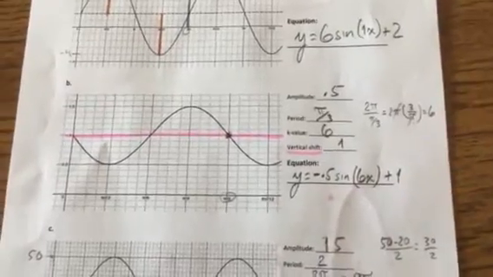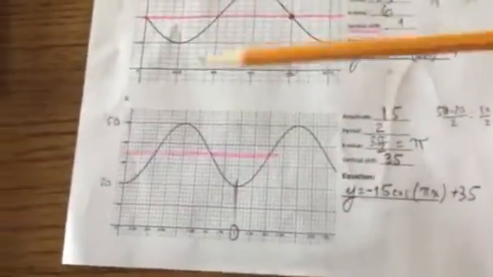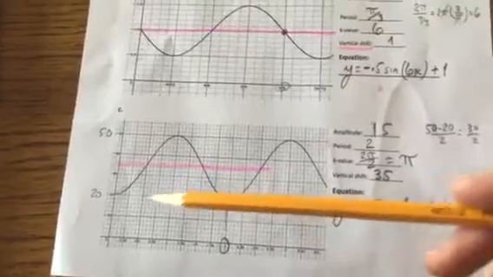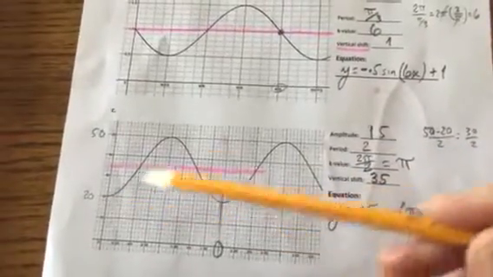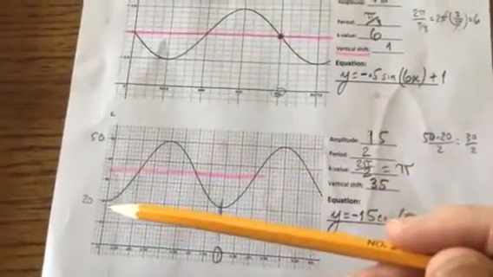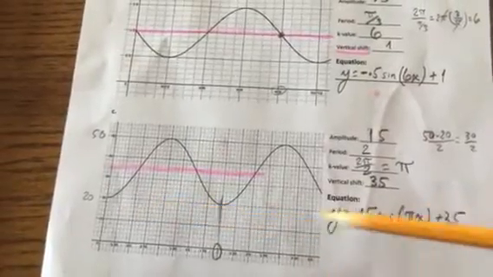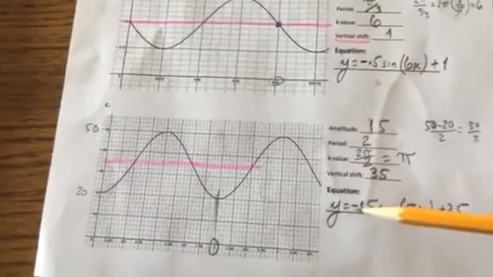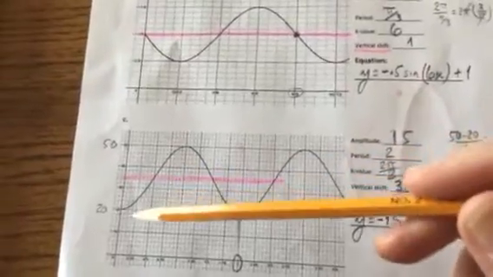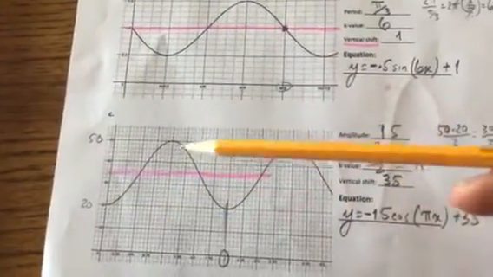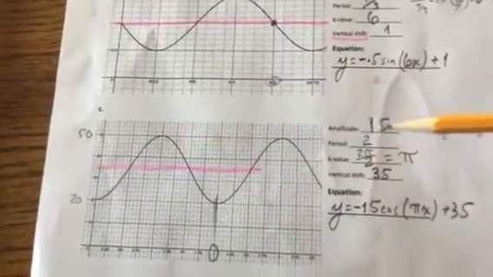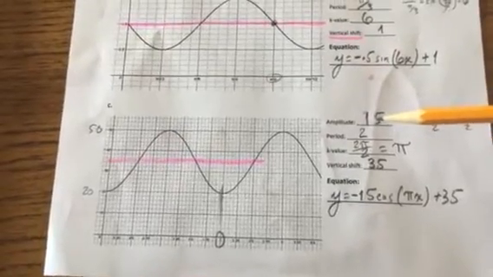The last equation on this page is a cosine curve, and cosine curves always start at the highest or the lowest point. This one starts at the lowest point, so it's negative cosine. Let's get that figured out right away. The amplitude, when you work it out from 20 to 50, is a distance of 30, so half of the 30 is 15. So there's our amplitude.